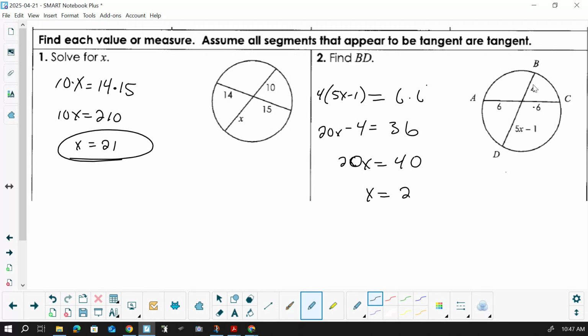BD is this whole segment right here, right? So this whole line would be 4 plus 5x minus 1, right? We just add those two together. We now know my x is a 2, so we put that 2 right there. So 4 plus 5 times 2 is 10. So 14 minus 1 is 13.